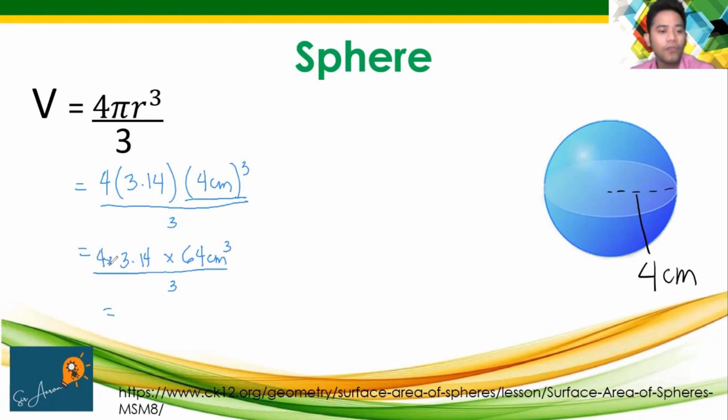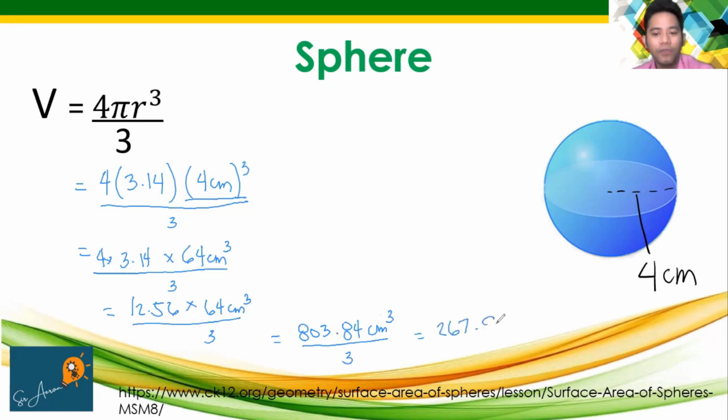So, sagutan muna natin yung 4 times 3.14. Ang sagot doon, 12.56. Then, times 64 cubic centimeters divided by 3. So, ang sagot doon sa numerator, 12.56 times 64. Ang sagot doon ay 803.84 cubic centimeters. Tapos, i-divide yun sa 3. Kapag dinivide natin yung numerator sa 3, ang magiging sagot doon 267.946 cubic centimeters. That is how we solve for the volume of sphere.